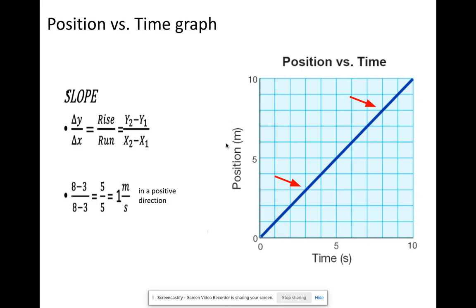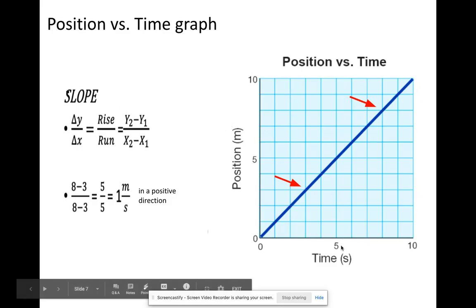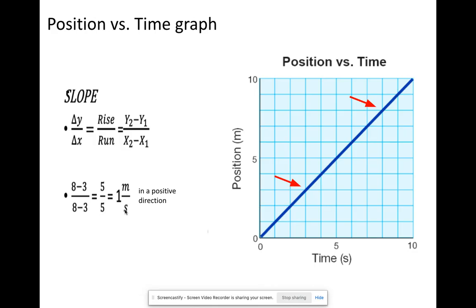Where does the meter come from? Well, that's right here from the rise, meter, and then seconds, that's the run. So we can say 1 meter per second. And if we look at the slope, it is positive. So we can say that the slope of this line is 1 meter per second in a positive direction. So if this were a runner, we could say the runner has a velocity of 1 meter per second in the positive direction.